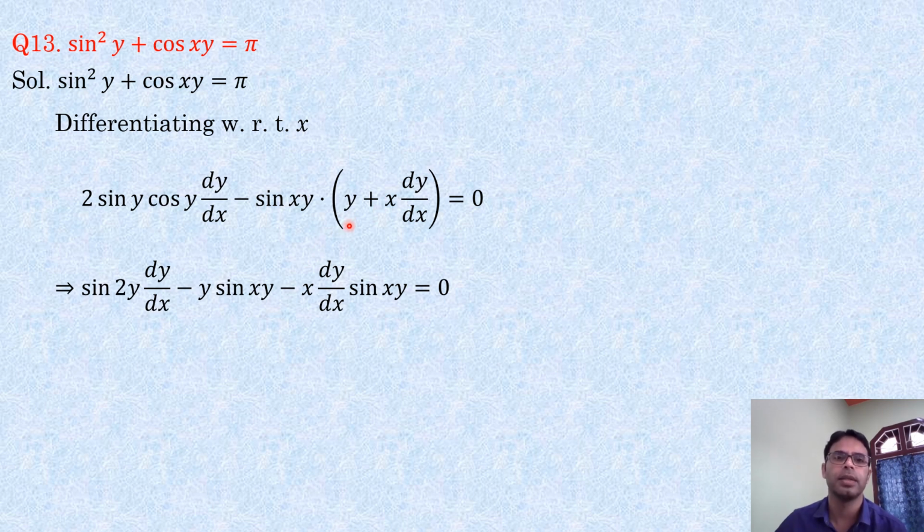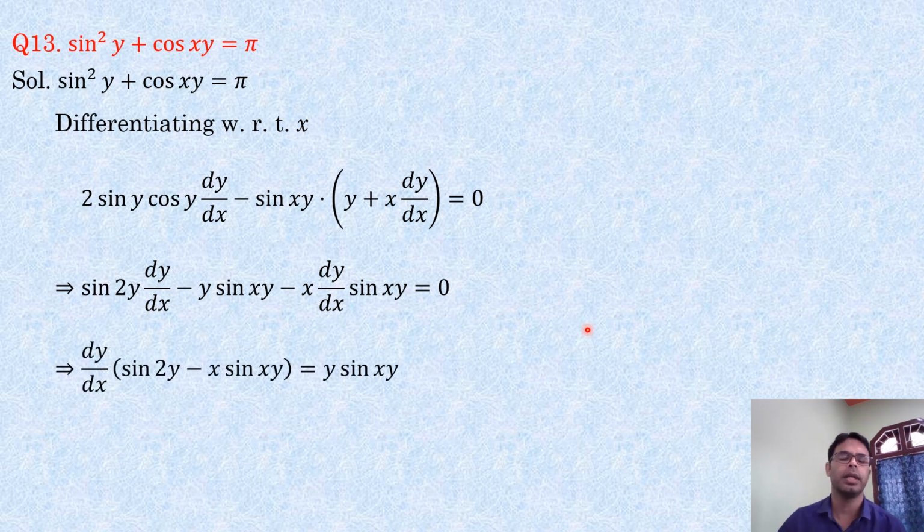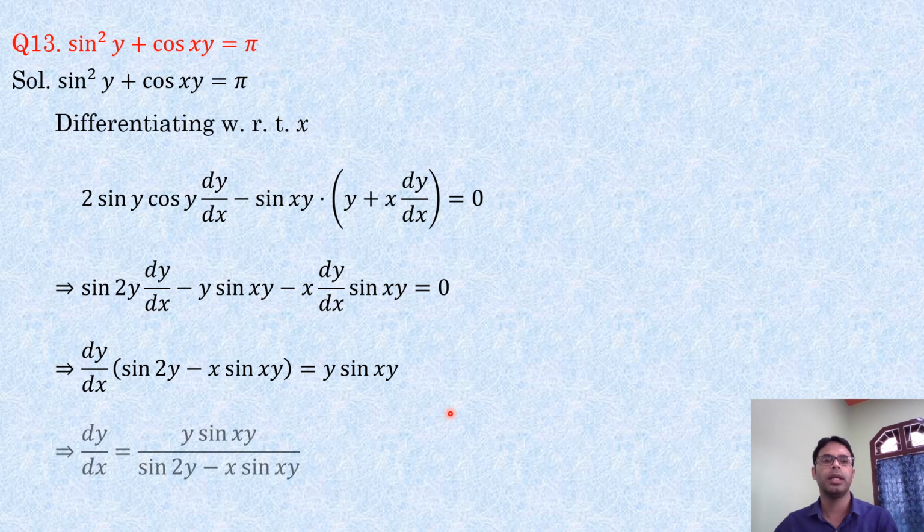And plus it is minus, here also do not write sin x squared y, because this x will not go inside sin, it is the outer factor, so x dy/dx and then sin xy equal to 0. Then dy/dx is common, and the rest of the part you know: dy/dx common, here sin 2y and here x sin xy, and on the right side this term will be shifted, y sin xy, then divided only, and this completes the solution of the problem.